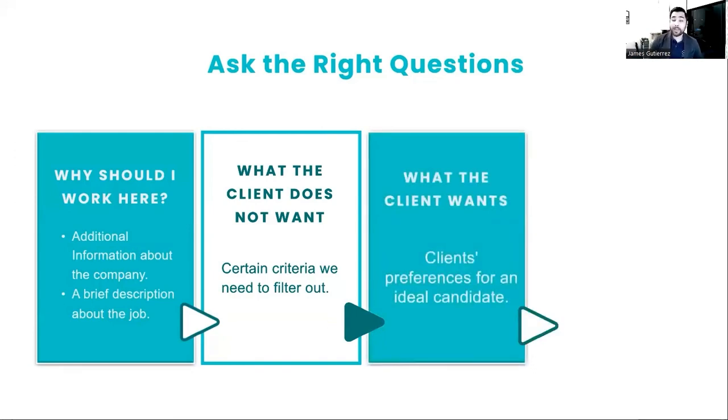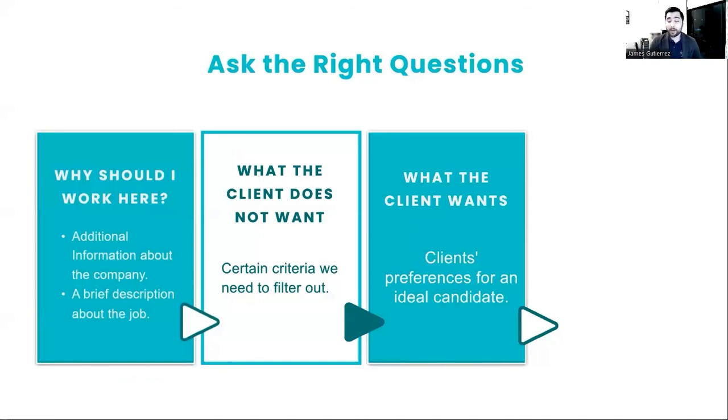While we do ask what the client does not want, it is also important to ask what the client does want. Now, we may have already identified what the client is not looking for, but it doesn't hurt to also ask the client, what do they want? What makes their ideal candidate?